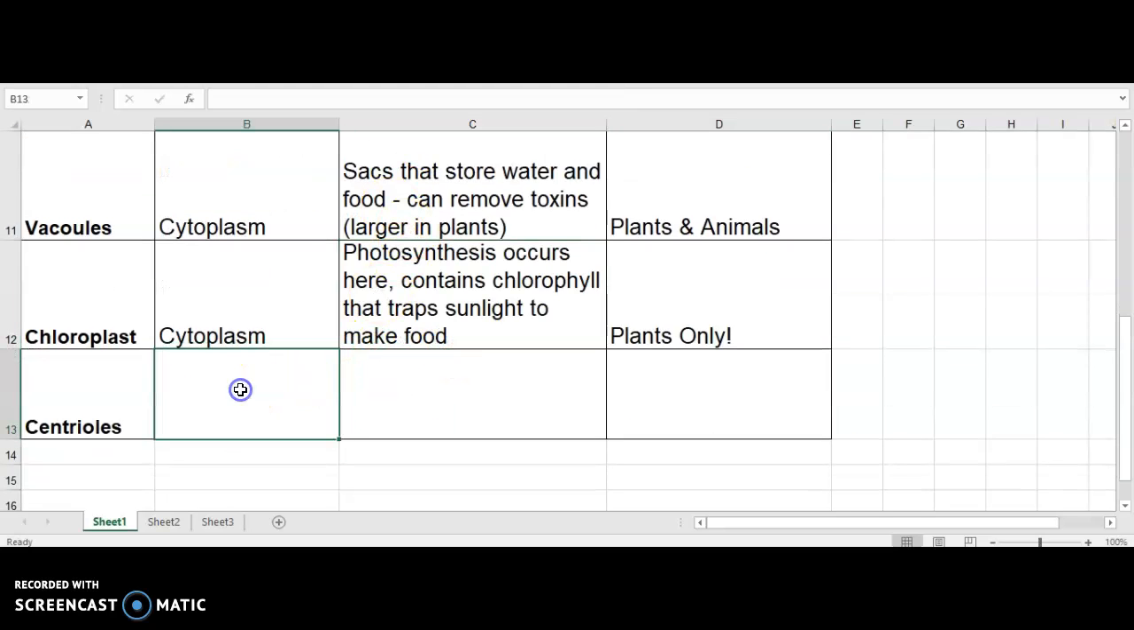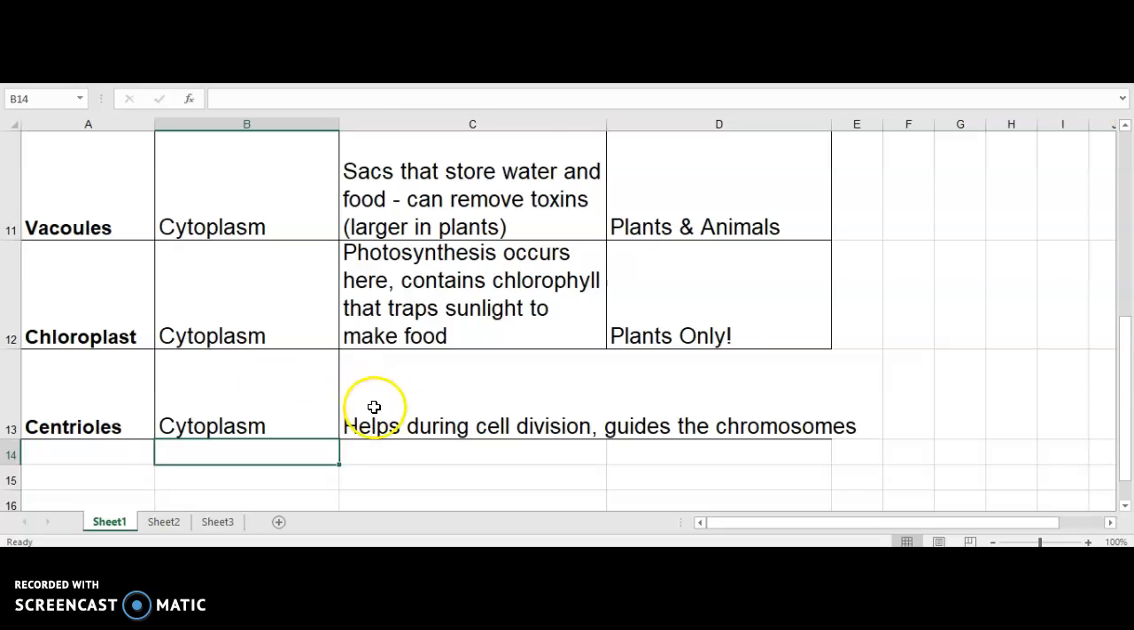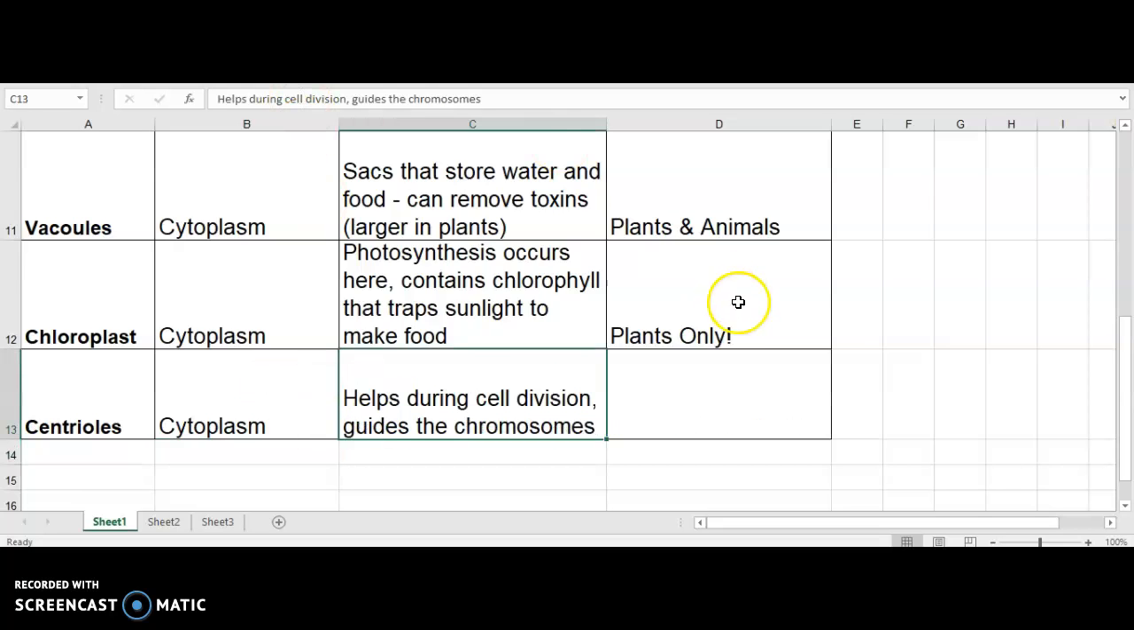There we go. And our last one, this is another one that you will need to add, is centrioles. So centrioles are located in the cytoplasm, much like everything else is, and it helps during cell division. It actually guides the chromosomes to make sure that each cell ends up with the right number of chromosomes. This is found in animal cells only.